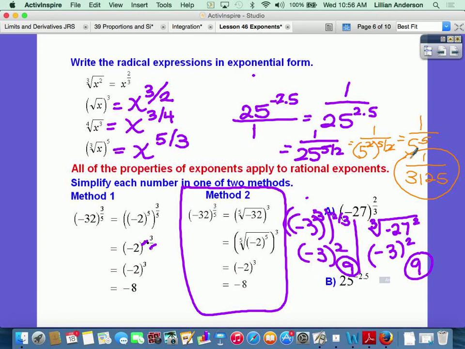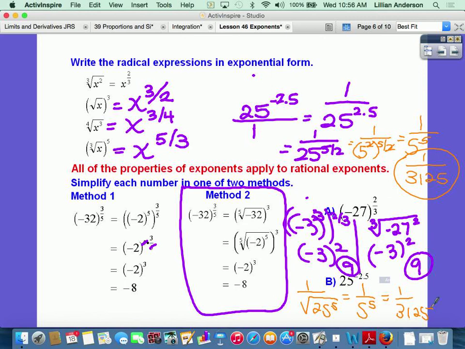If you did it method 2, you would still go up to this point, and then you would rewrite it as a radical. What will be my root if I wrote this as a radical? A 2, and it's the 25 to the 5th power. What's the square root of 25? So then you're back at that same point, 5 to the 5th, which is 1 over 3125.